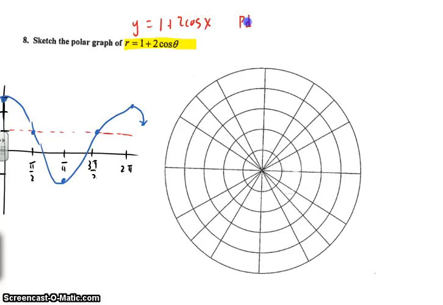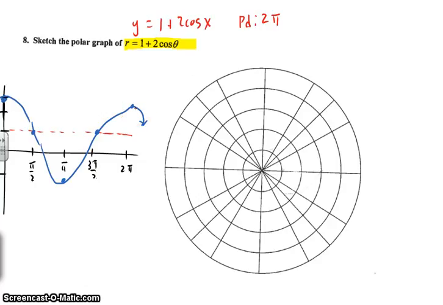The period of this is 2 pi. It's no different than anything, it's not changed. The period is 2 pi. So I make my scale by pi over 2's. My axis is at 1. I go up 2 and down 2 from that. So the highest I'll be is 3, and the lowest I'll be is negative 1. And cosine starts at the top, and so I graph that.